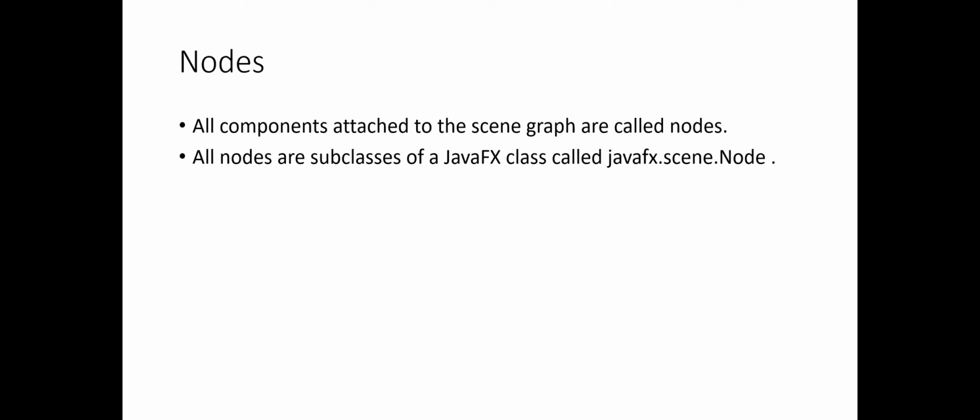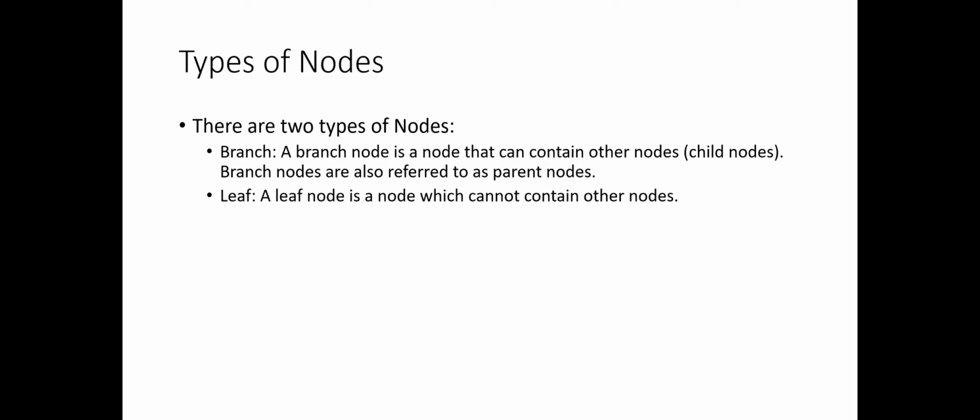Nodes, as I said earlier, nodes are the components that go on your scene. All nodes are subclasses of one of the JavaFX class, and they're all children of the node class. There are two kinds of nodes, branch and leaf. A branch node is a node which can hold other nodes. For example, scroll bar. Scroll bar can hold a text area in it. The text area would be a leaf because text area cannot hold anything else in it, but the scroll bar will be branch. So things of that nature.